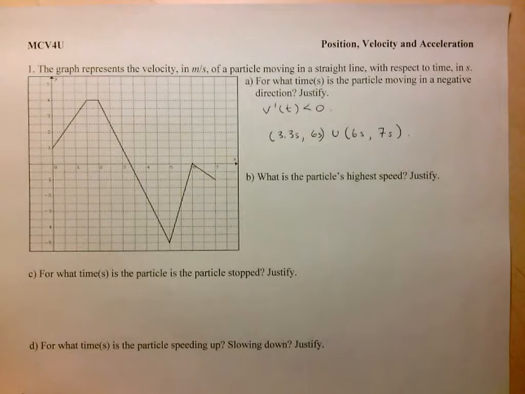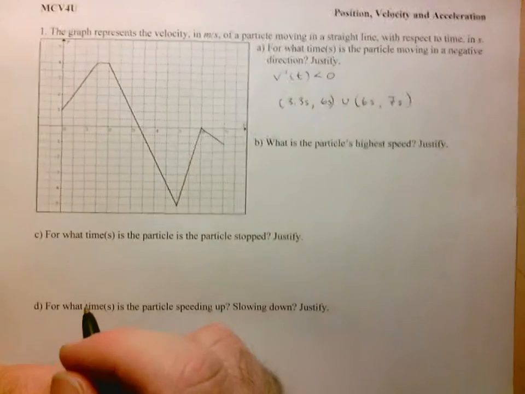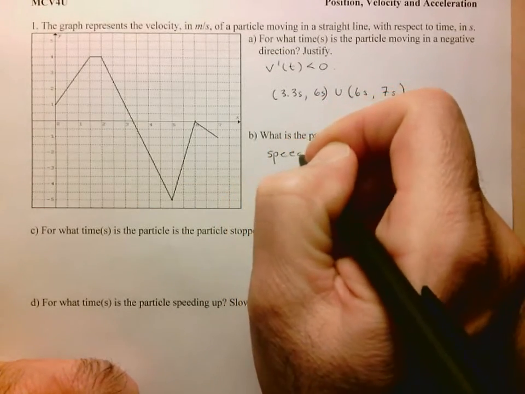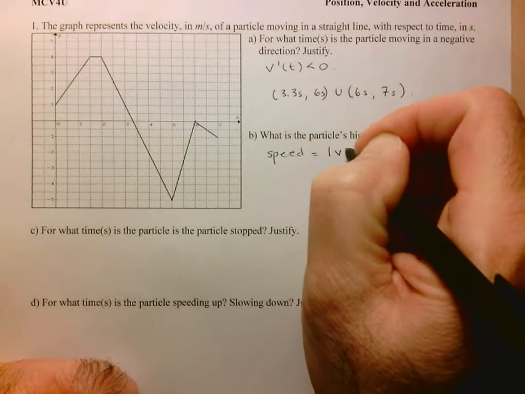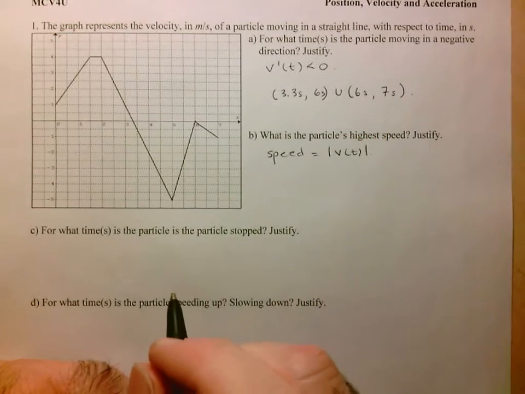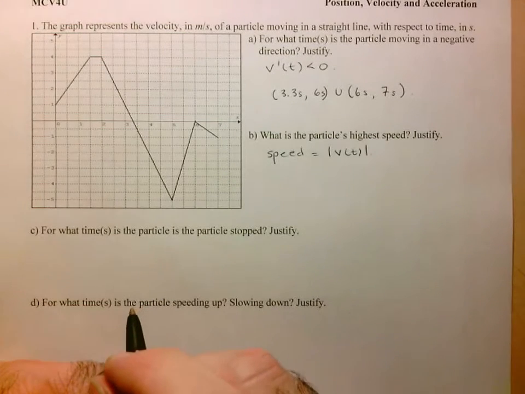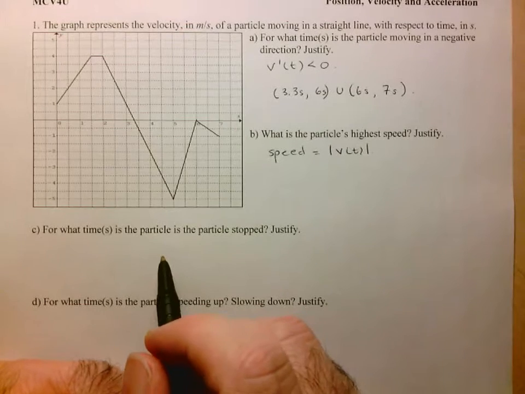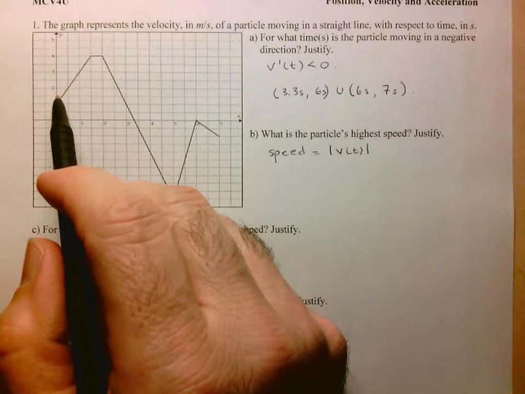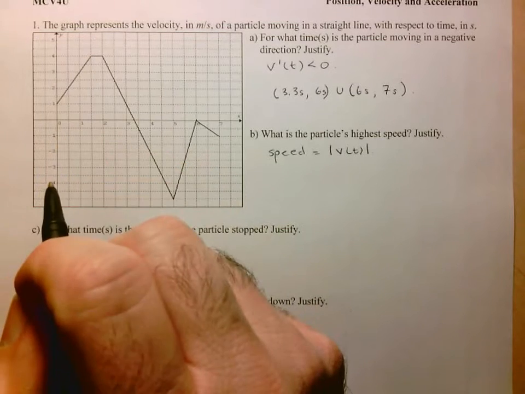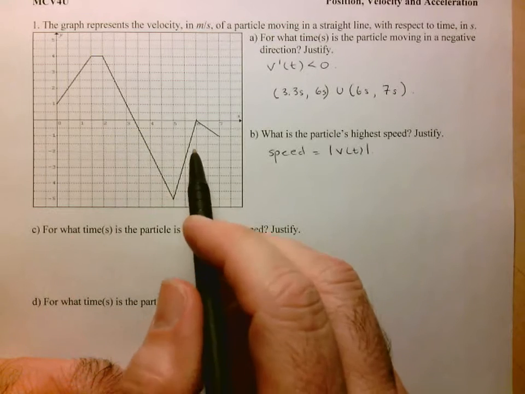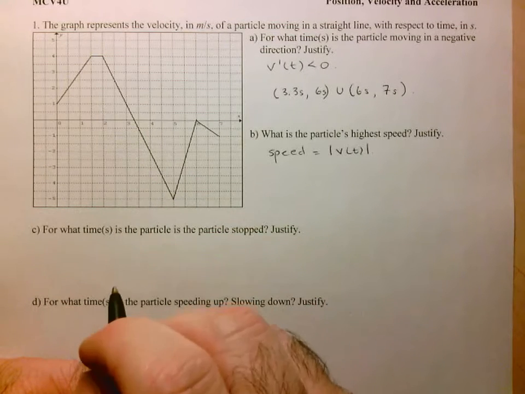Next question. What is the particle's highest speed? Justify. Our justification is that the speed is given by the absolute value of the velocity function. When we're talking about speed, we don't care in what direction the object is moving, we just want to know how many meters per second it is moving. When the velocity is positive, the highest speed it reaches is 4 meters per second, but when the velocity is negative, the highest speed it reaches is 5 meters per second.